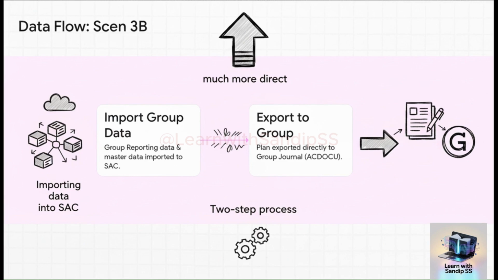Now compare that with Scenario 3B. See how much cleaner this is for group consolidation? You import group reporting data into SAC, create your plan, and then bam, you export it directly to the group journal, ACDOCU. It's a clean, 2-step process built specifically for consolidation.